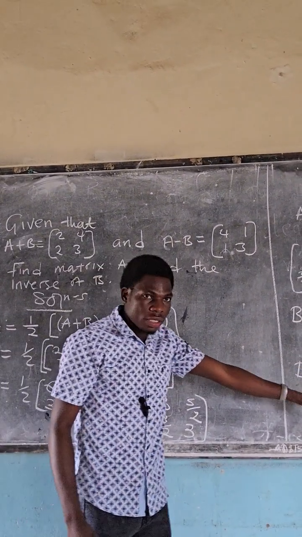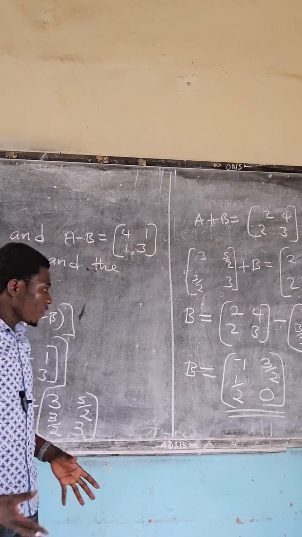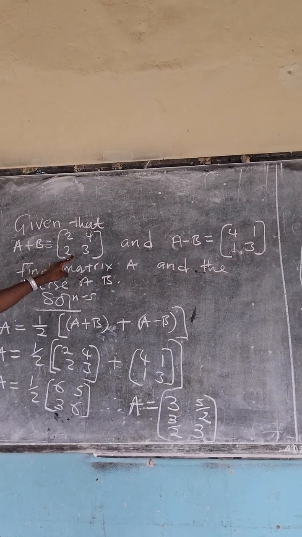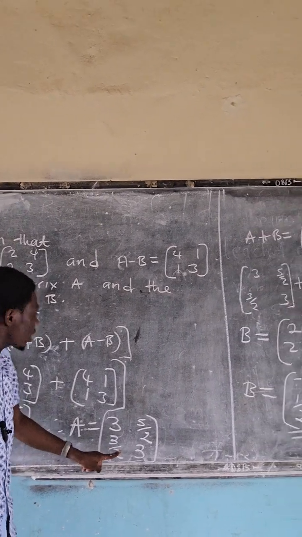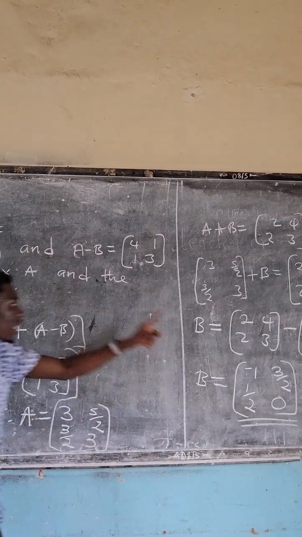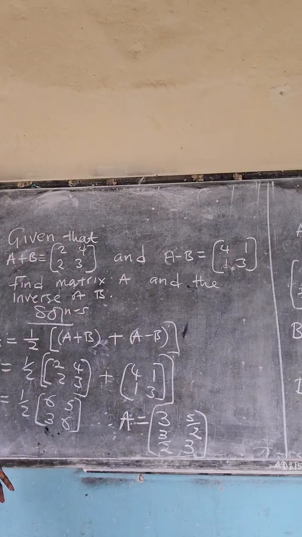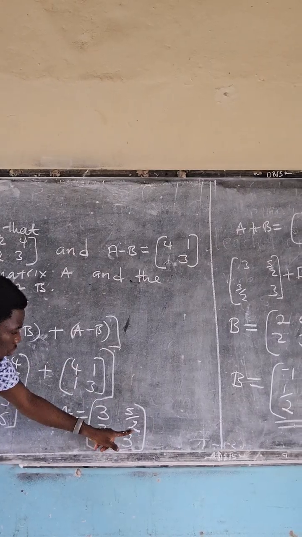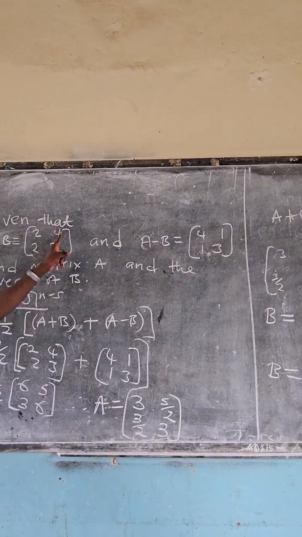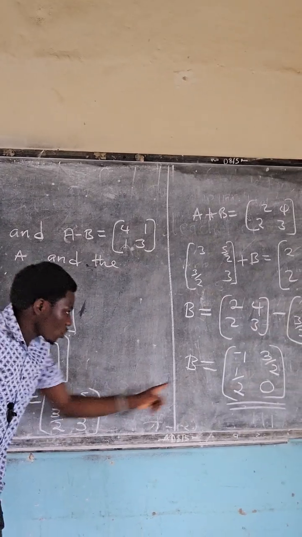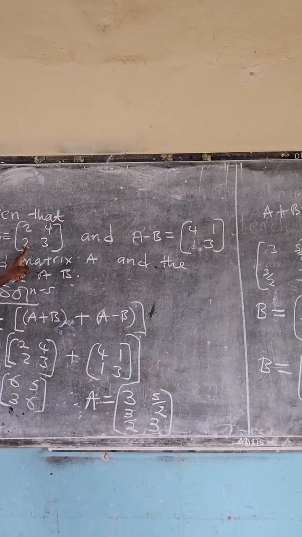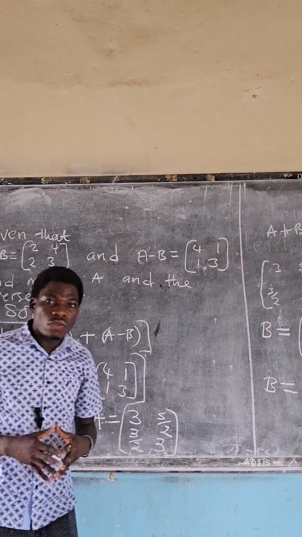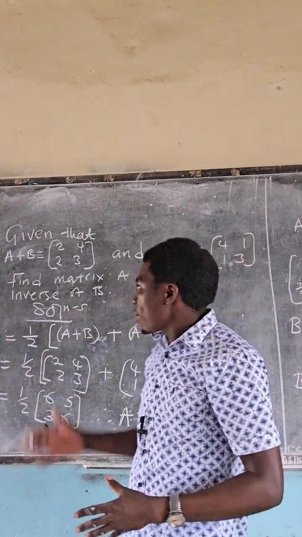Now the question is to get the inverse of this matrix here. And by the way, if you want to check whether the answer is correct, you can replace your answers, because if you add matrix A and matrix B, you should be able to get A plus B. So try to add this matrix and this matrix and see if you are getting this matrix here. That is correct, because 3 plus negative 1 gives 2, 5 over 2 plus 3 over 2 gives 4, 3 over 2 plus 1 over 2 gives 2, and 3 plus 0 gives 3. So that proves that the answer we've gotten is correct.